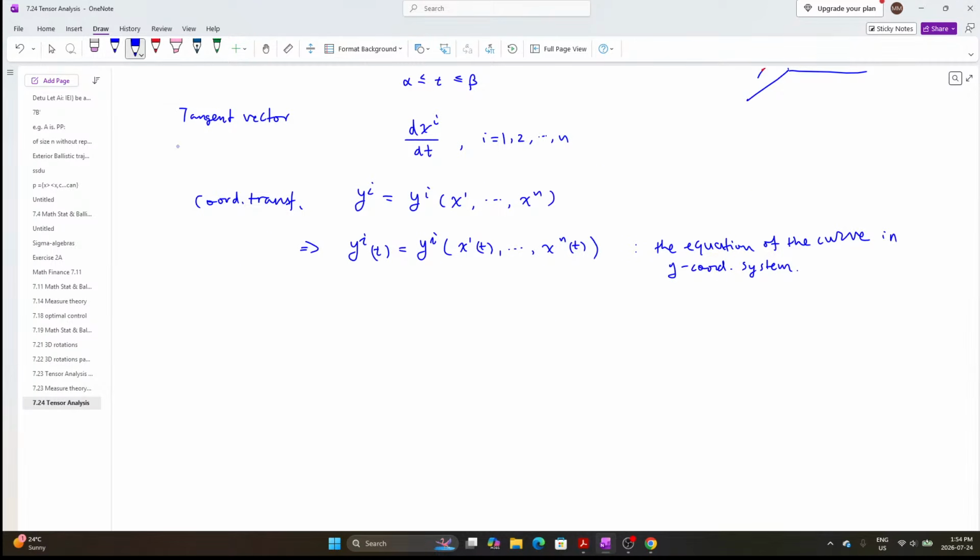Relationship between dxi over dt and dyi over dt. Right? The answer is just the chain rule.